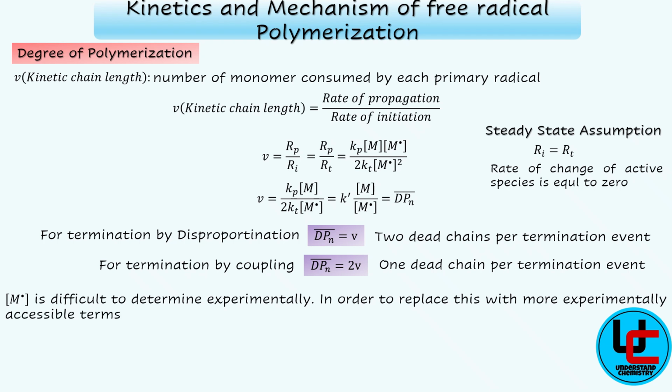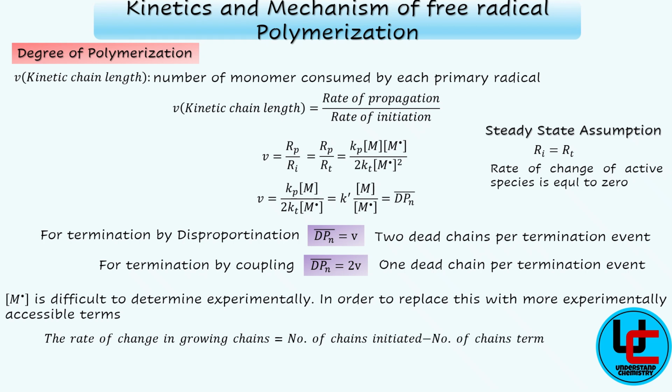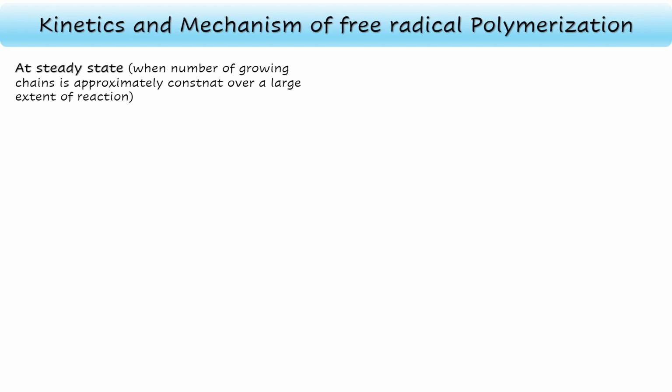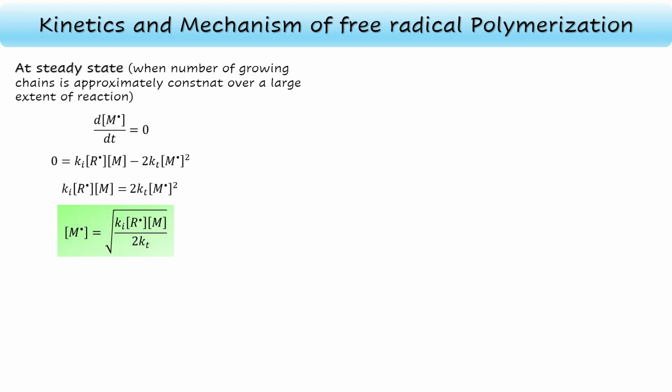We know that the rate of change in the growing chain concentration is equal to the number of chains initiated minus the number of chains terminated. We use the steady state assumption, which states that the number of growing chains is approximately constant, so the rate of change is 0. Solving this for the concentration of the growing radical, we reach the following expression. In this expression, we have to replace our radical.